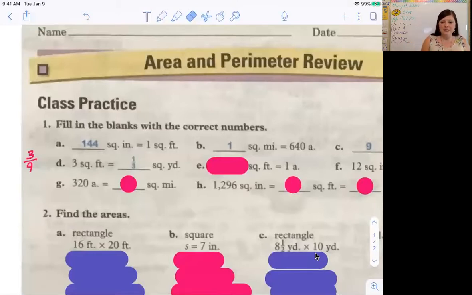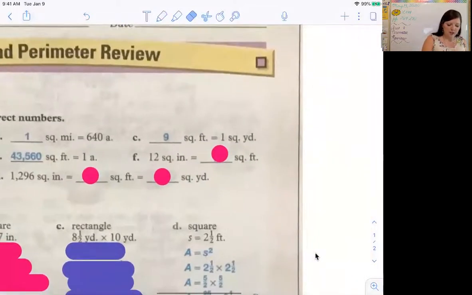1 square foot is equal to 1 acre. 43,560, that's our big number that we've been working on. 12 square inches is equal to how many square feet? Well, let's write 12 over our special number, 144, and reduce that. Divide by 12. 1/12 is our answer.